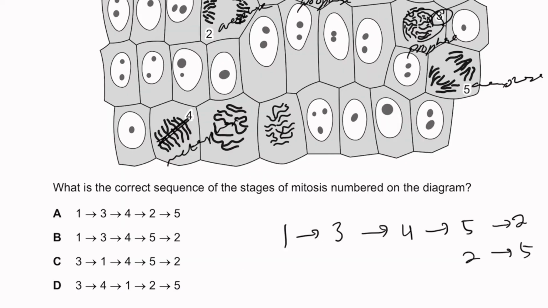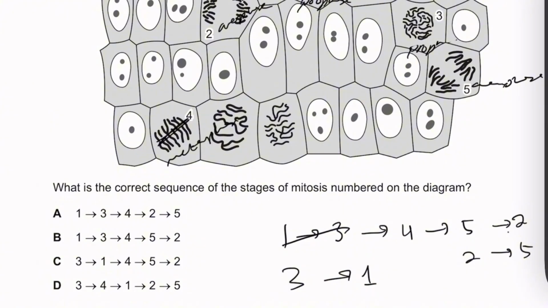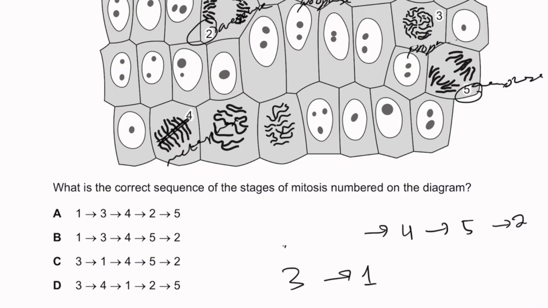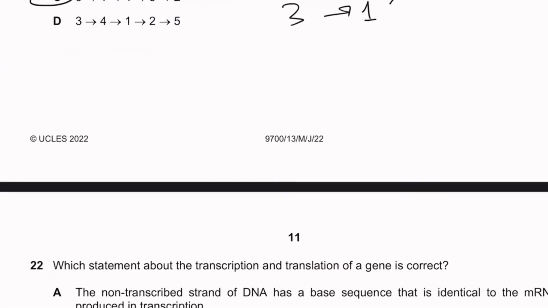Okay, let's figure this out together. Now 1, we could see how the chromosomes are very, very thick. So 3 has to happen before 1 because 3 is the beginning of prophase, where the nucleus just broke down. So I would say it's 3, then 1. Now 4 5 2, or is it 4 2 5? Let's see. 5 is anaphase, but 2 is supposed to be the end of anaphase. So it's obviously going to be 5 then 2. It cannot be 2 then 5. So I would say it's 3 then 1, then 4, then 5, then 2. Which one is this? That's C. Okay, moving on.